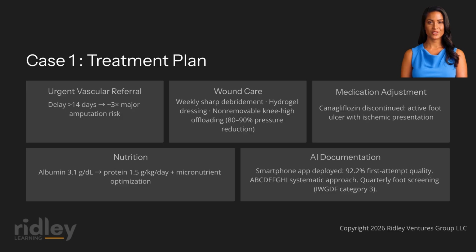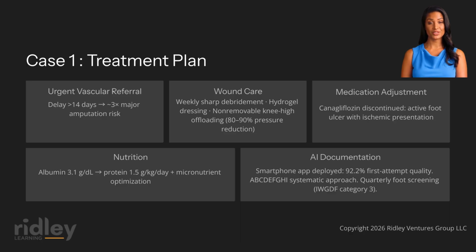Glycemic management is optimized in coordination with endocrinology, with consideration given to the patient's SGLT2 inhibitor therapy. Canagliflozin is discontinued given the active foot ulcer and ischemic presentation, consistent with current recommendations.